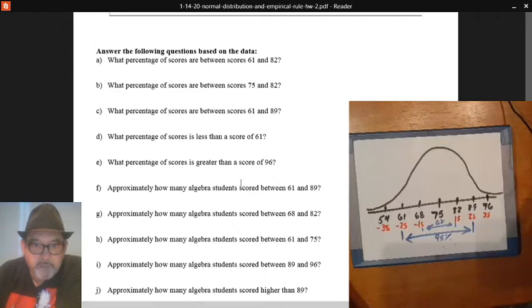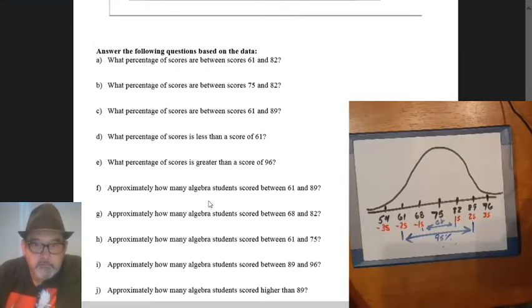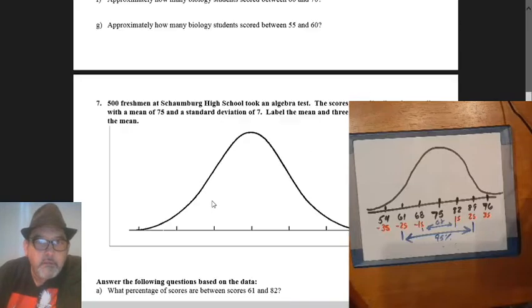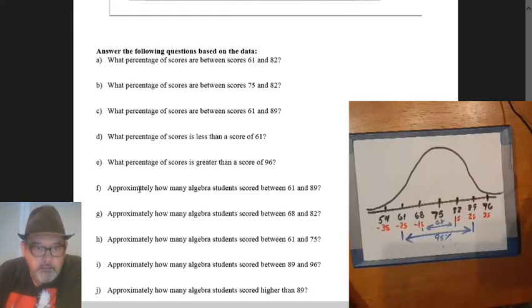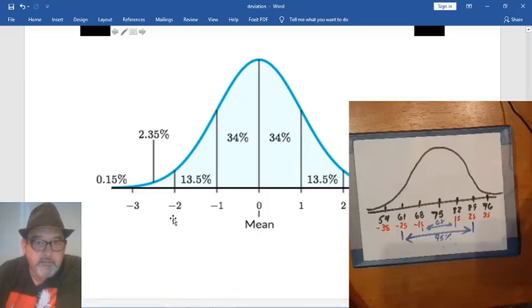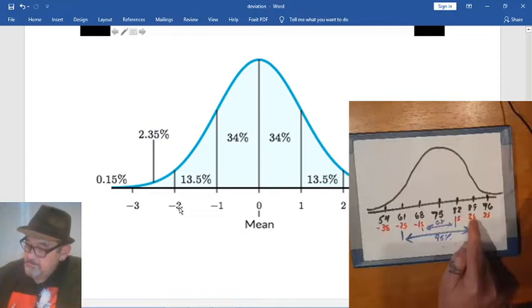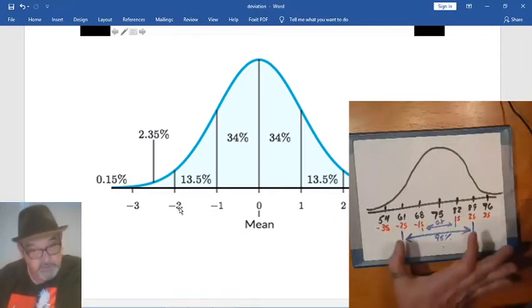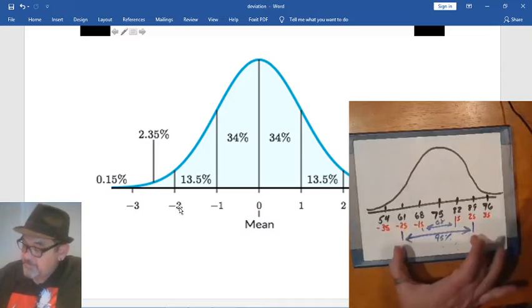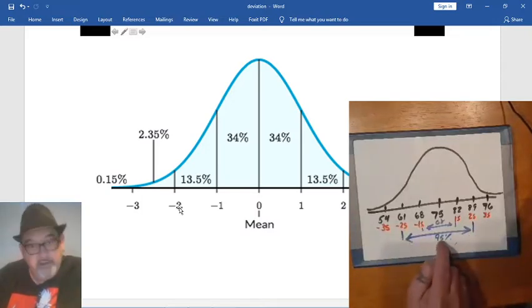Let's see. How many algebra students scored between 61 and 89? Well, we just saw that 61 is here at -2, and 89 is here at +2. I'm talking -2 standard deviations to +2 standard deviations. This gap here is 95% of all the people that took the quiz.